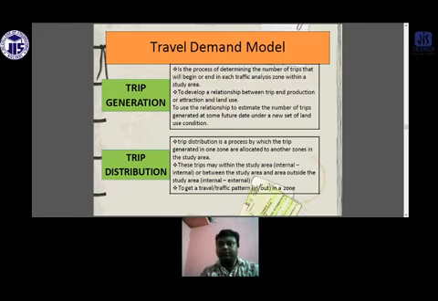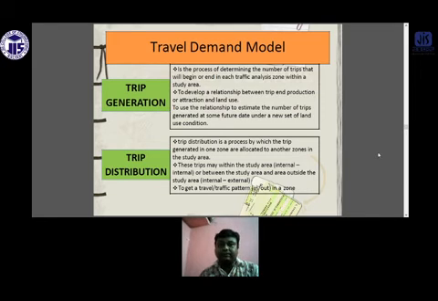What is trip distribution? It is a process by which the trips generated in one zone are allocated to other zones in the study area. These trips may be within the study area or between the study area and areas outside the study area. So, to get the travel and traffic pattern in a zone.